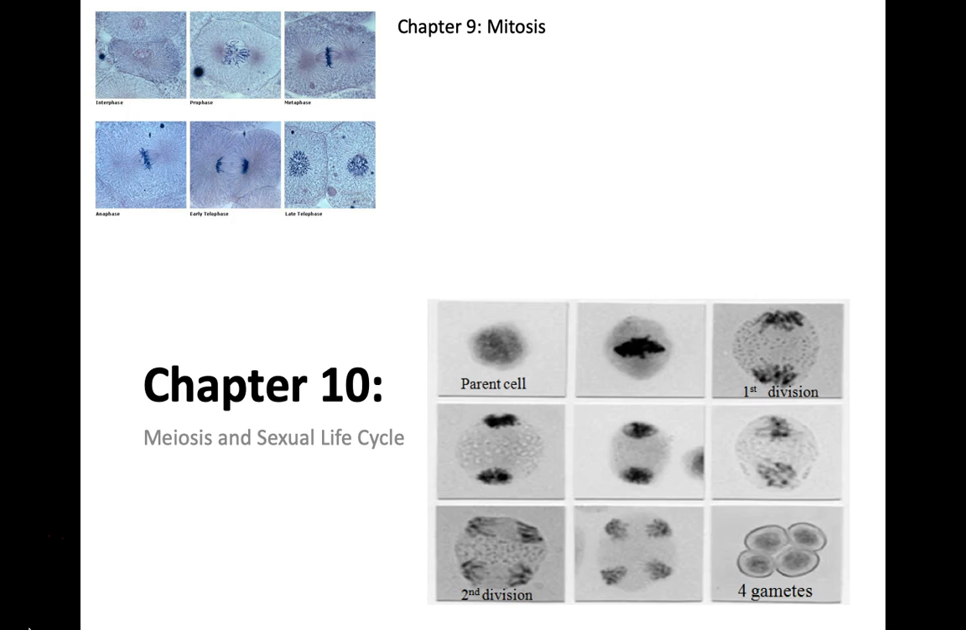So two major differences. Mitosis produces 2 genetically identical daughter cells. Meiosis produces 4 cells with half the number of chromosomes of the parent cell. And as we'll see in a few minutes, each of those daughter cells is genetically different from one another.